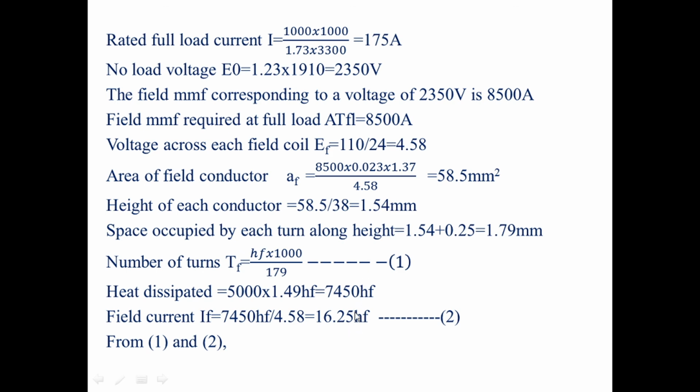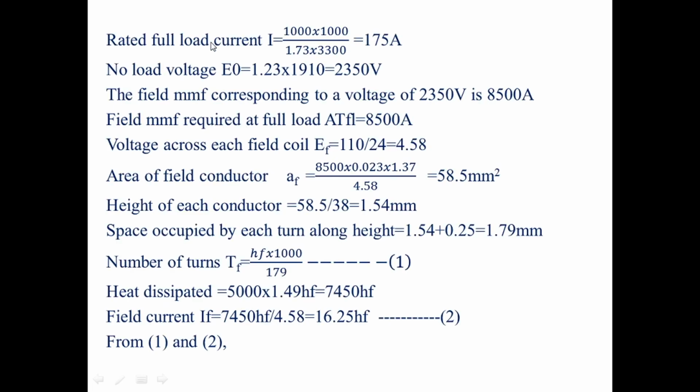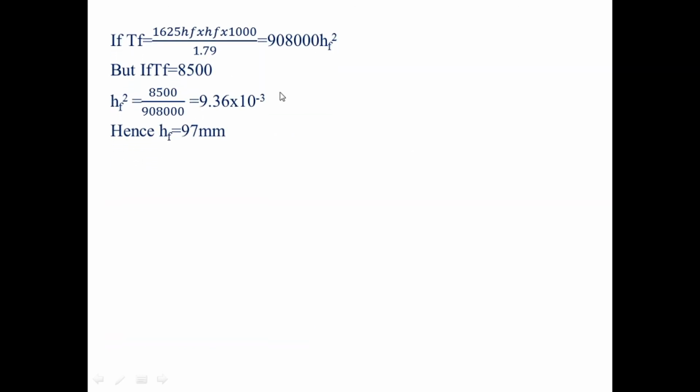So equations 1 and 2 both are calculating the field current value and the number of turns. From those two equations, IF TF equals 1625 HF into 1000 divided by 1.79 into 10 to the power minus 3. So 1625 into HF, that is HF square, because HF is there here also. So HF square into 1000 divided by 1.79 into 10 to the power minus 3.